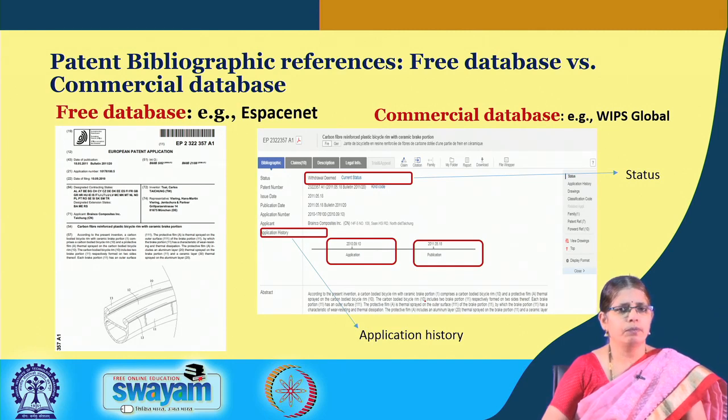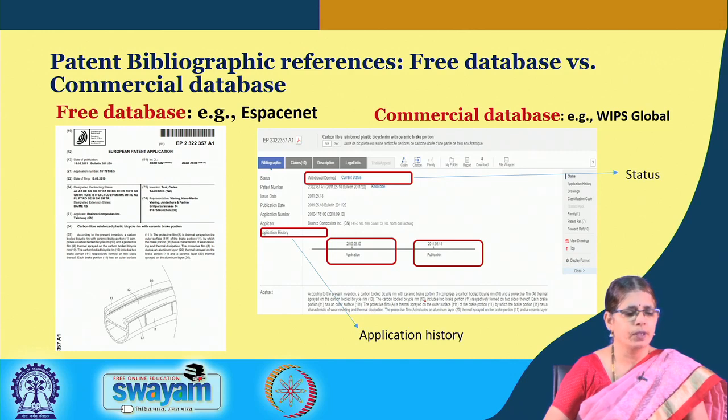One example of the difference between a free database and a commercial database is what is represented in this illustration, where we are looking at something like a simple bibliographic reference. On the left panel is what you see, the patent application from eSpaceNet, vis-a-vis the commercial database. For instance, let us say WIPS Global.